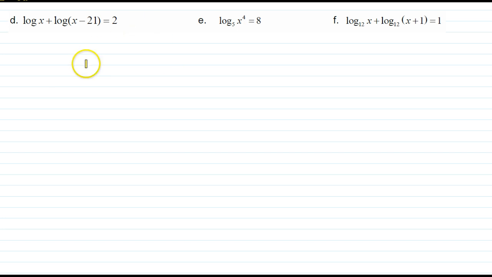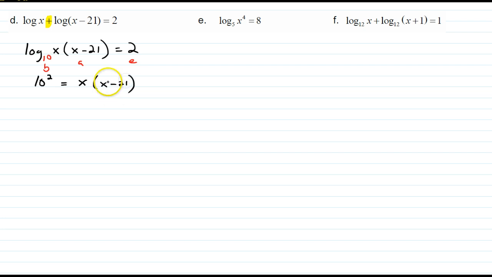Alright, here we go. We see the addition, so we think multiply. So this is going to become log of x times x minus 21 is equal to 2. And so what I'm going to do here is I'm going to think about my base answer exponent. So my base is 10. So it's going to be base answer exponent, base answer exponent. So my exponent is going to be 2. My answer is going to be x times x minus 21.